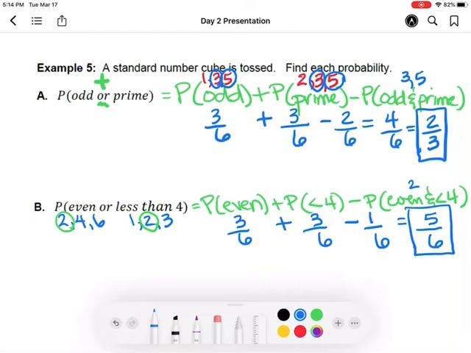Anyway, that's the idea behind the or probability. You have to look and see if the events are mutually exclusive.